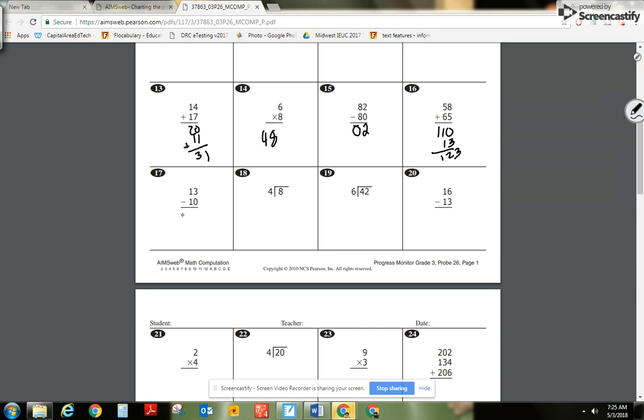13 minus 10, lots of kids put 23 on this problem. They're not paying attention to the symbol. So always, always, always be mindful of the symbol. And 13 take away 10, the difference is 3.